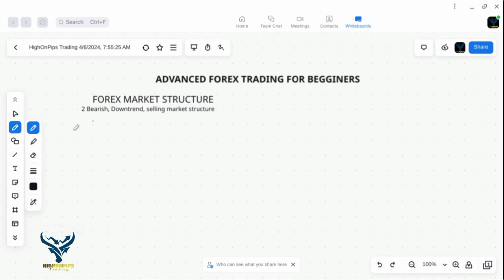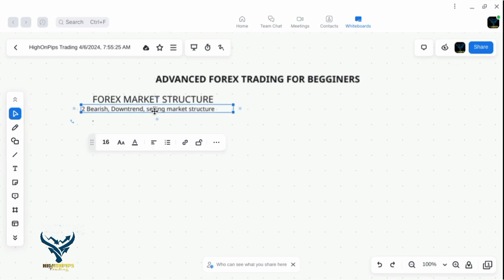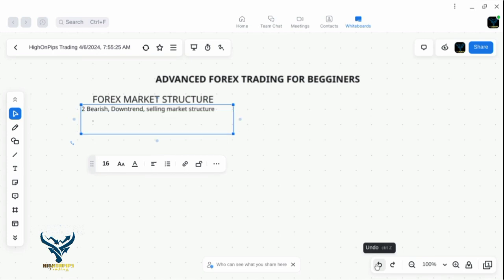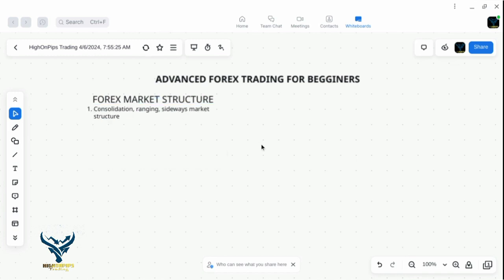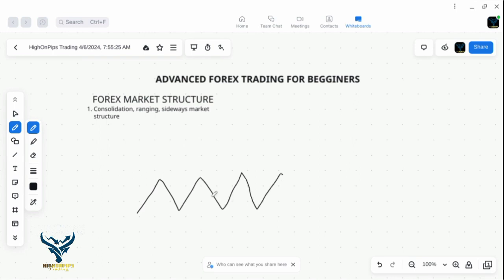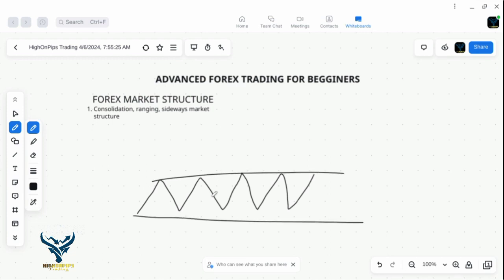The third one is a consolidating market structure. So this is when the market is not clear whether it's going to be buying or it's going to be selling, right? What do I mean by that? Okay, this is what I mean. So if the market is sideways, it means the market is moving like this. It's neither going up nor down, but it's just moving sideways.